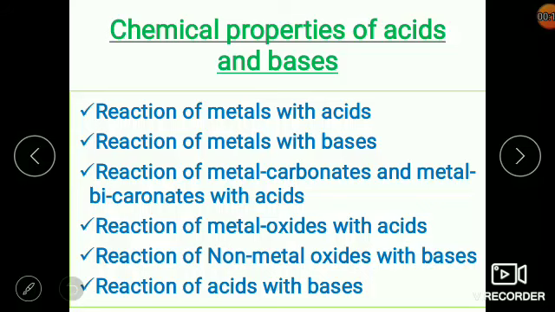Today we are going to learn the chemical properties of acids and bases. How chemically the acid and base behave with different substances, that we'll focus on today. Here we'll complete a set of reactions.